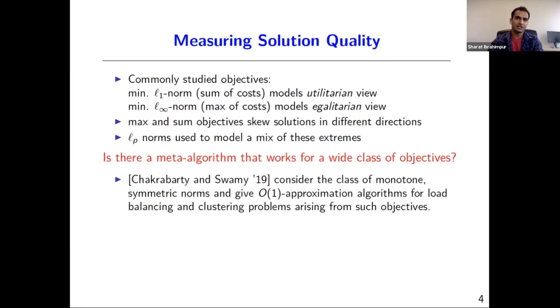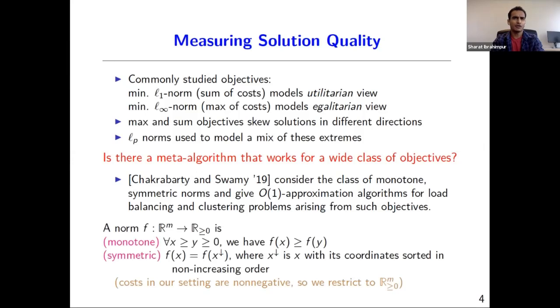To this end, Chakrabarty and Swamy considered the class of monotone symmetric norms and gave constant factor approximation algorithms for load balancing and clustering problems arising from such objectives. Let me formalize what I mean by a monotone symmetric norm. A norm is monotone if increasing a coordinate does not lead to a decrease in the norm, and the norm is symmetric if it is invariant under permutation of coordinates. In this talk, I'll often use the notation x with a superscript of down arrow. This is shorthand for the vector x with its coordinates sorted in non-increasing order.